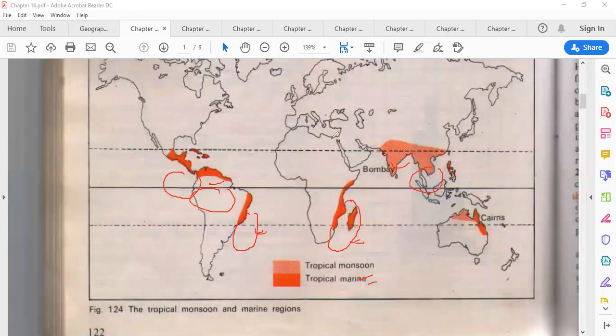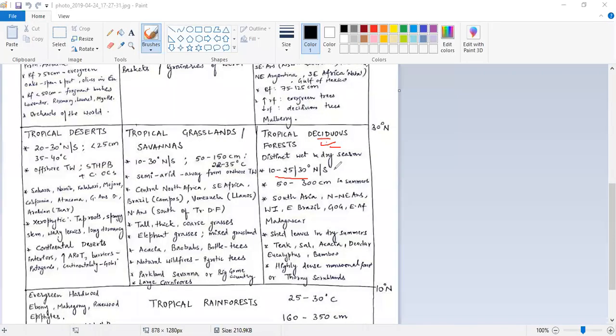Distinct wet and dry seasons they have. Again, 10 to 25 or 30 degree north as well as south. 50 to 300 centimeter rain happens in summer. So rainfall is in summer. And you will see when we talk about the Mediterranean region, this is important because very rarely does rainfall happen in winter in certain areas. But in the Mediterranean, rainfall happens in winter. You have to remember it: in Mediterranean climate, rainfall happens in winter. And I should be saying Mediterranean climate instead of Mediterranean region. Region is a specific region, but Mediterranean climate happens in both the northern as well as southern hemisphere.